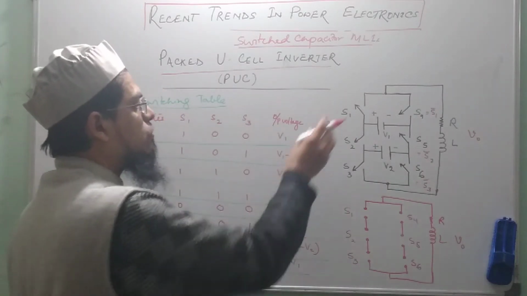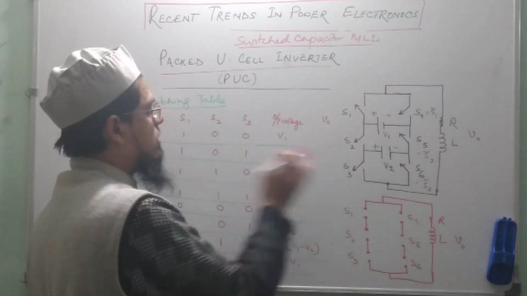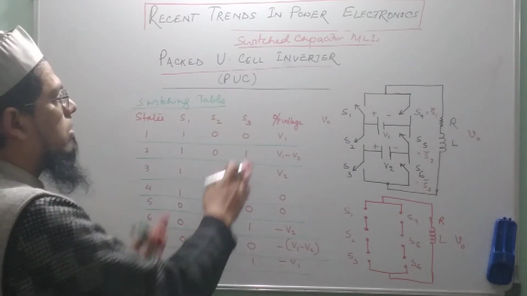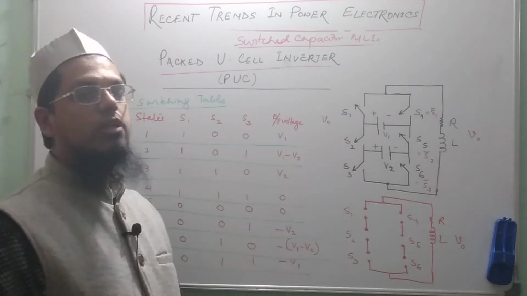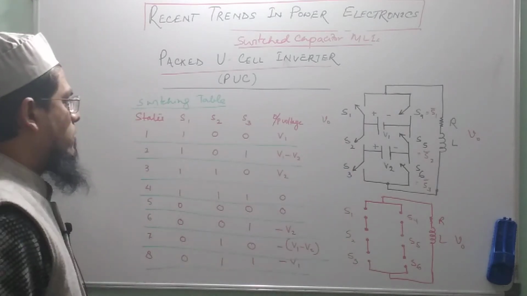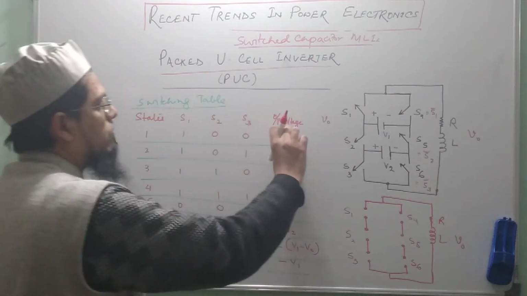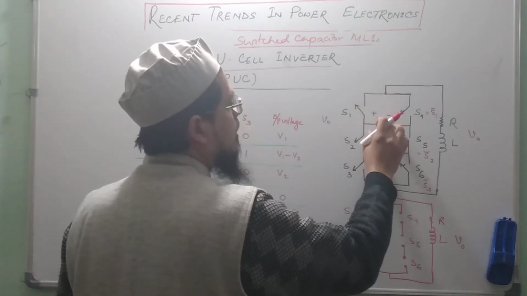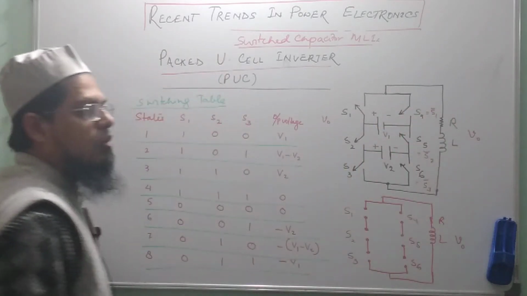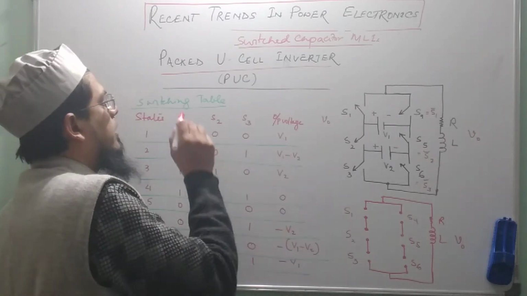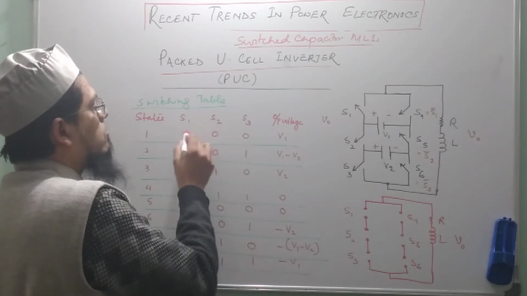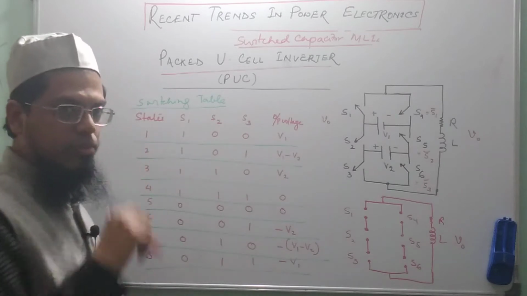Fine. So that means we have to see only S1, S2, S3 in the table. The other switches S4, S5, S6 are basically complementaries of S1, S2 and S3. So let us see how this voltage V1, which is the battery voltage, appears across the output voltage. In that case, S1 is on and S2 and S3 are off.